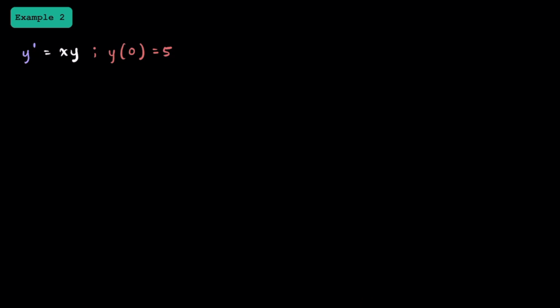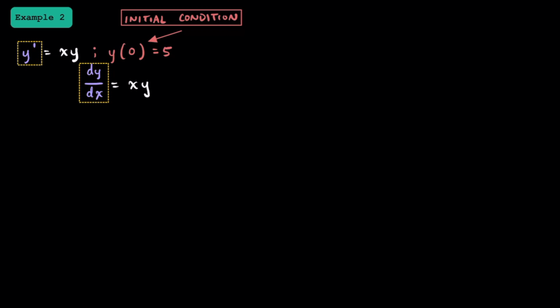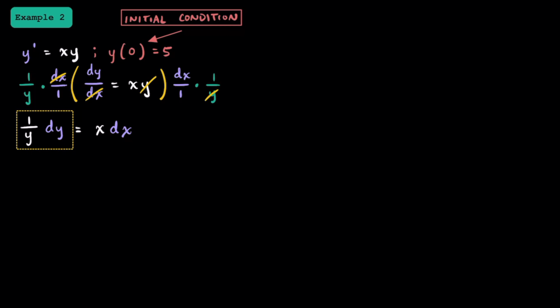Let's try another here. Our equation is y prime is equal to x times y. We have an initial condition of y of 0 is equal to 5, but we'll deal with that later. Let's start by rewriting y prime as dy over dx and then separate the variables to the left side and the right side. First, we can multiply both sides by dx, so the dx's will cancel out on the left side. Then we'll multiply both sides by 1 over y, or divide both sides by y, so these y's cancel out on the right side.